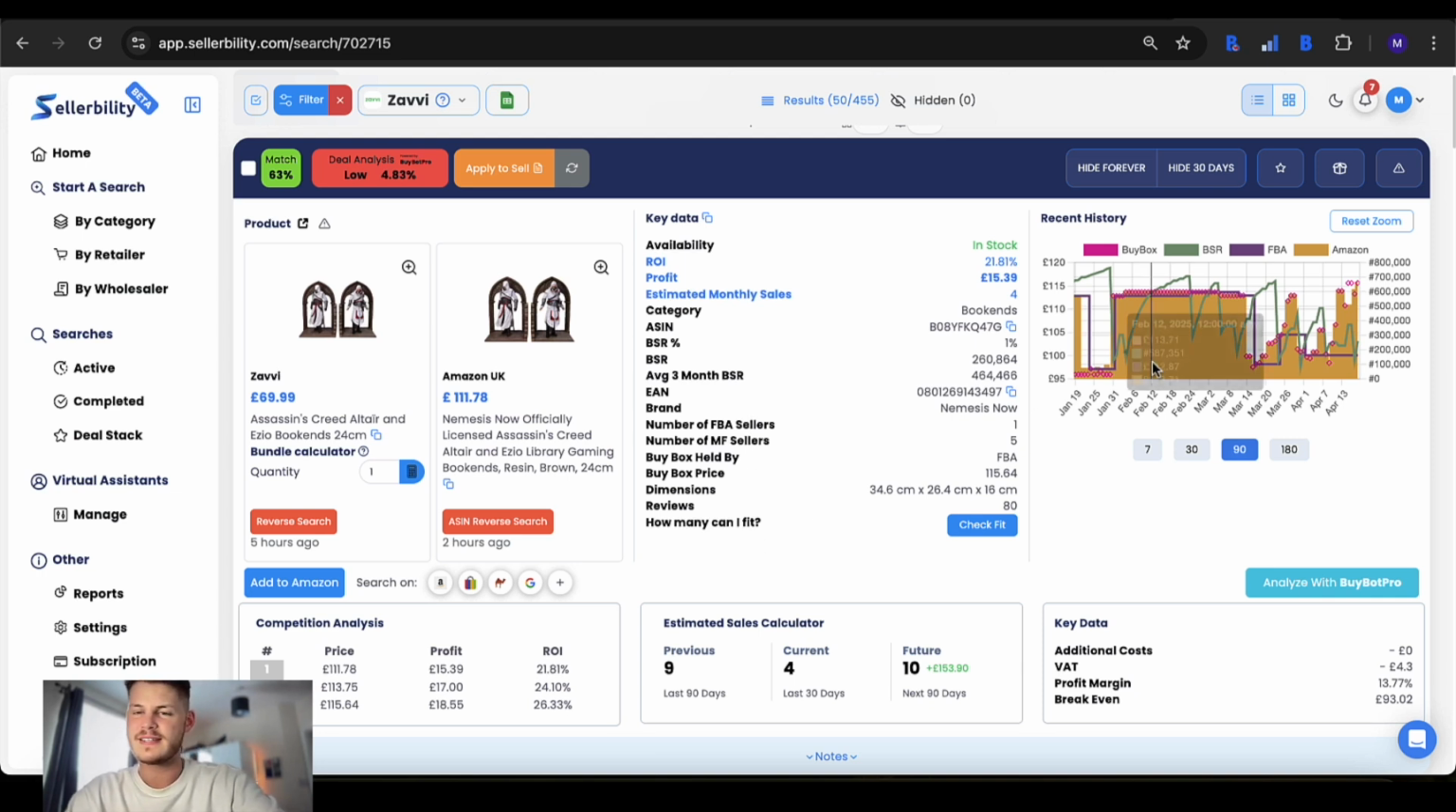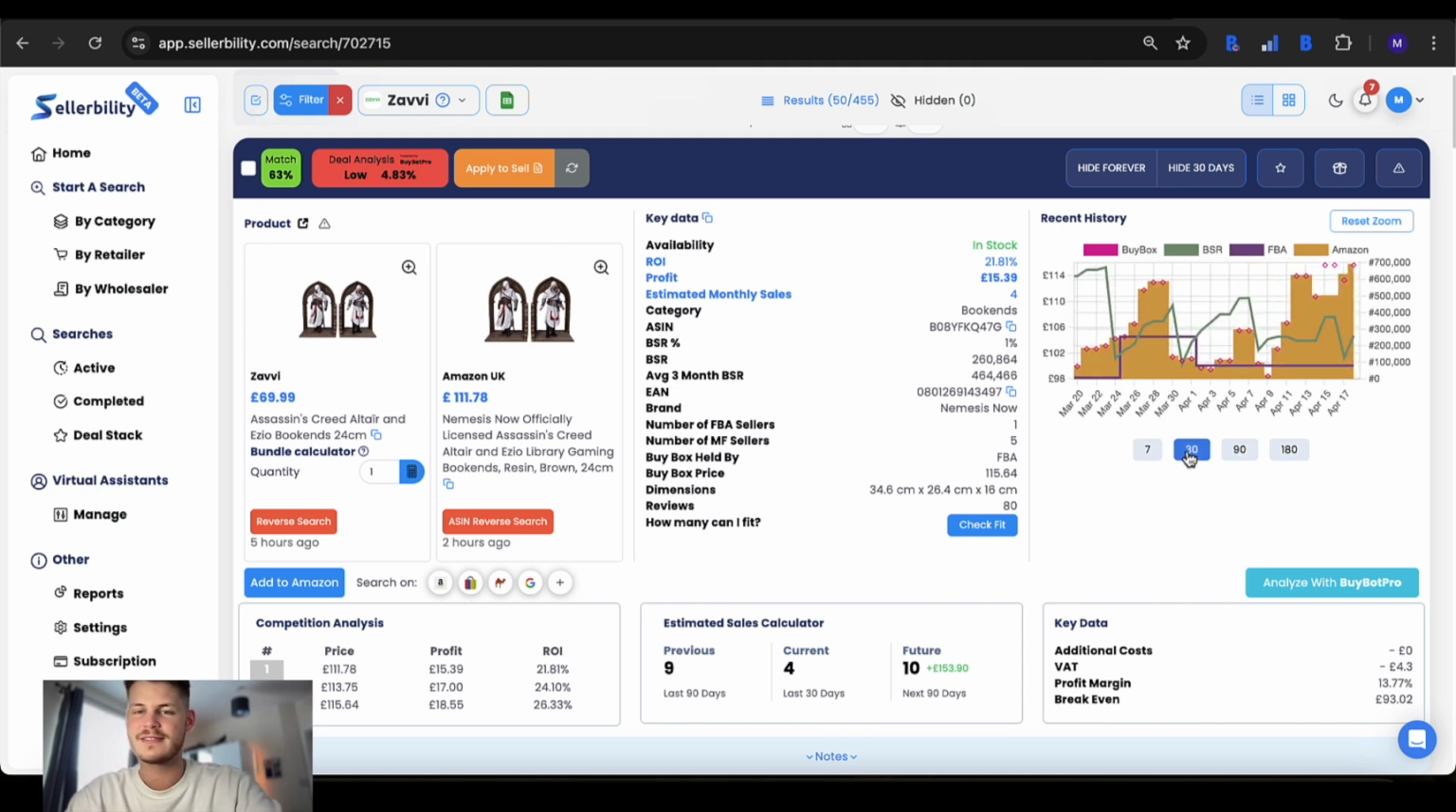And if we take a look at the BSR fluctuations over the last 30 days, we can see that there hasn't really been a ton of movement. Okay, we are seeing a bit here and there, but it is very spread out. And what we ideally want is a lot of movement on this line consistently. So given that it's very spread out, that is just testament to the fact that obviously there isn't that many sales per month for this item.